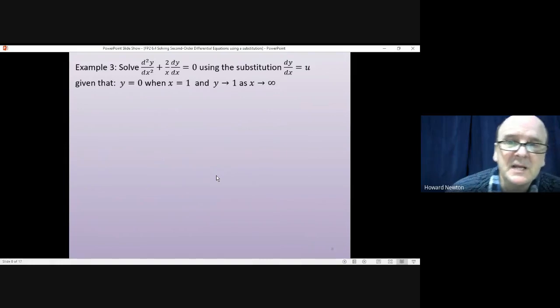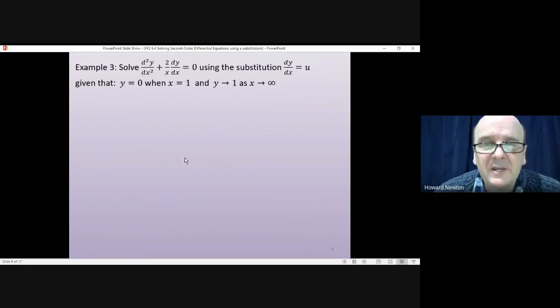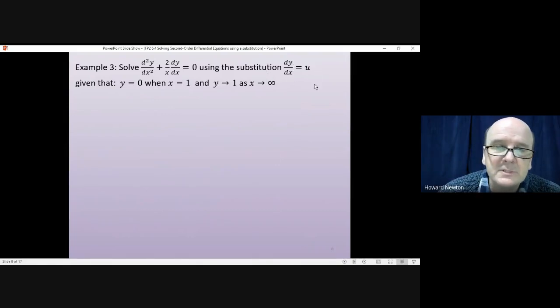Now, example 3 is a slightly different type of question. Again, you have a second order differential equation. This time you'll notice that the substitution is dy/dx is equal to u. Now, when we substitute that into here, what we will get is a first order differential equation.